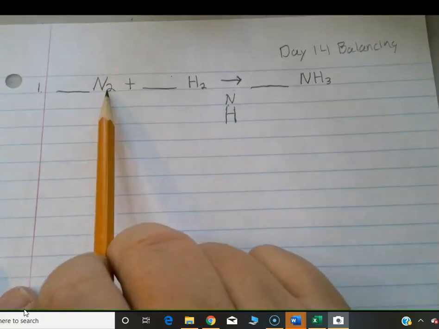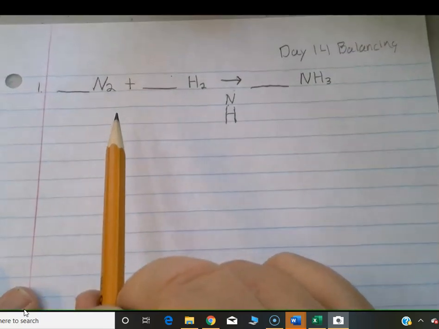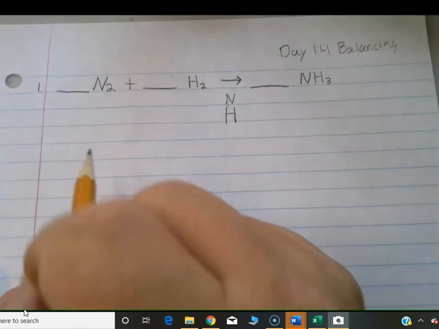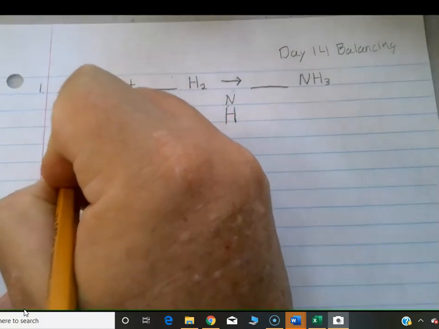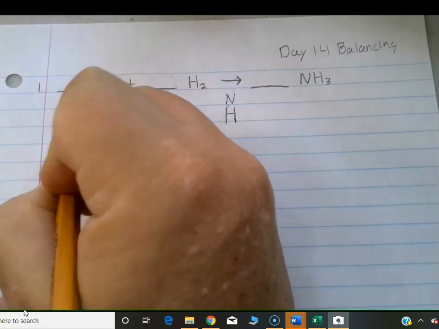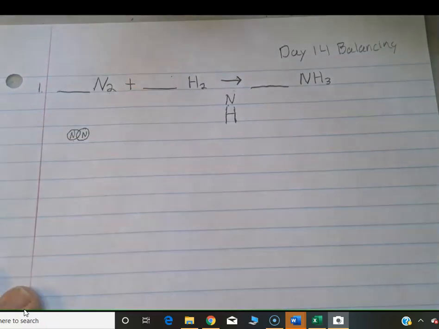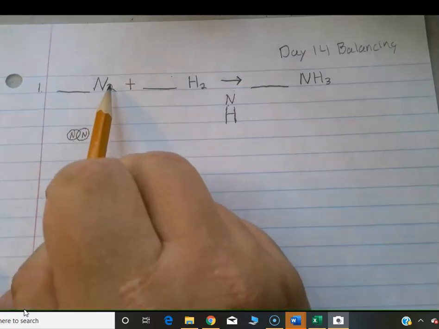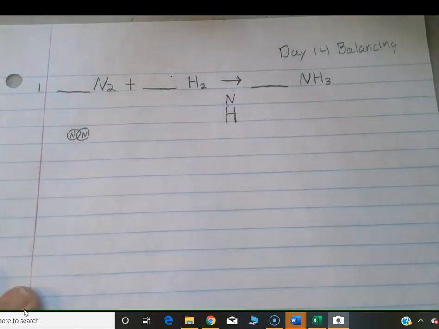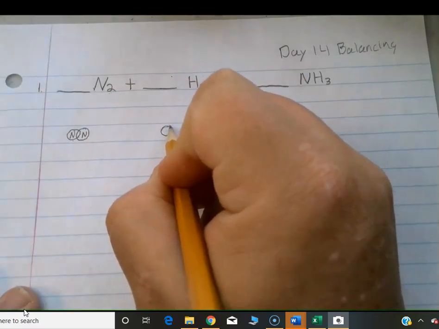So over here I have two nitrogen atoms. I have a nitrogen molecule, and I'm going to draw that for you down here. And I usually draw that, it's covalently bonded, so it's interlocking circles. So those are two nitrogen atoms forming a nitrogen molecule. That's what this 2 means. It's forming a single unit called a molecule. The same is true for hydrogen.